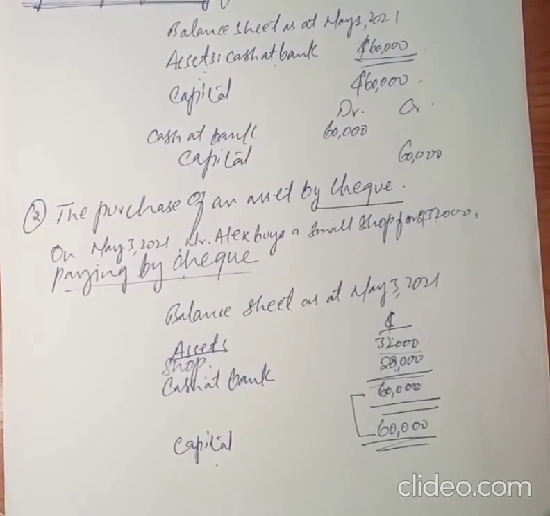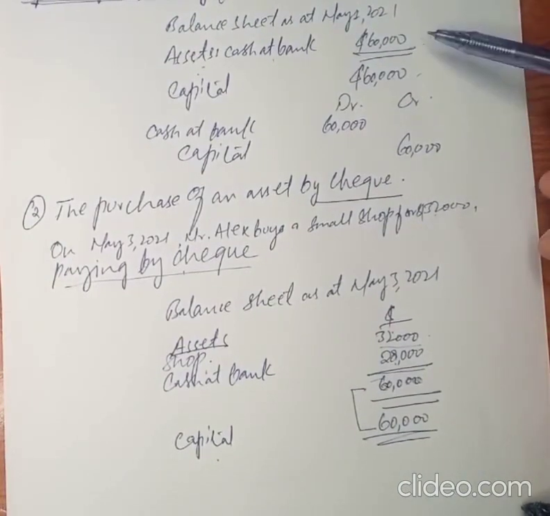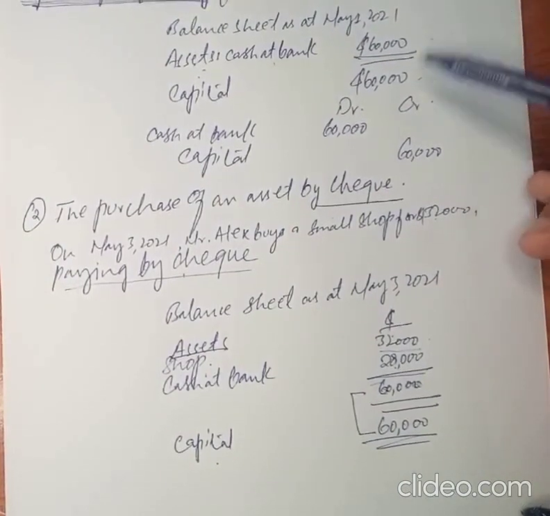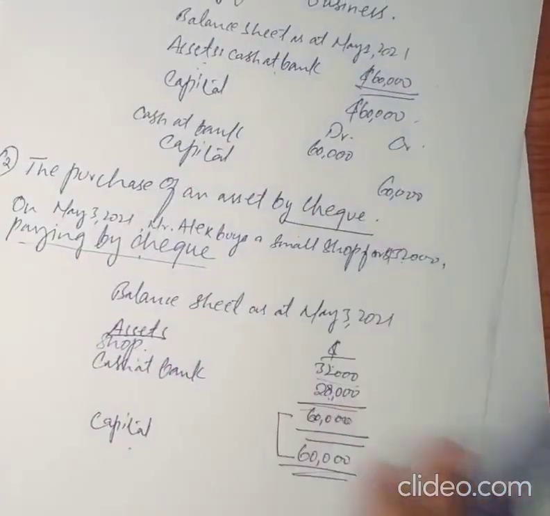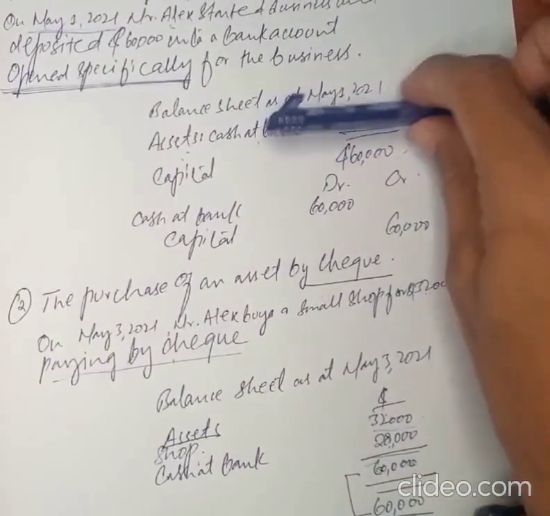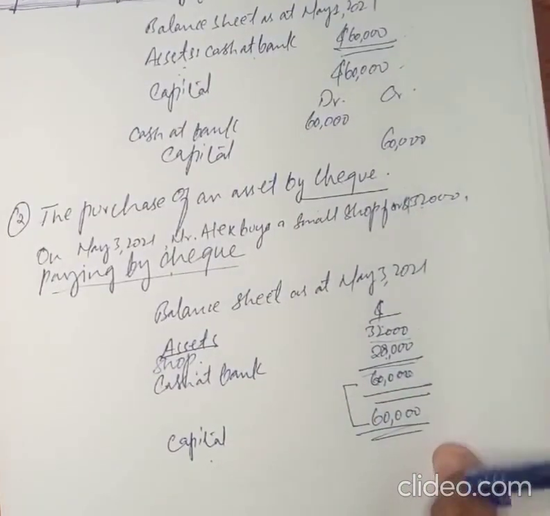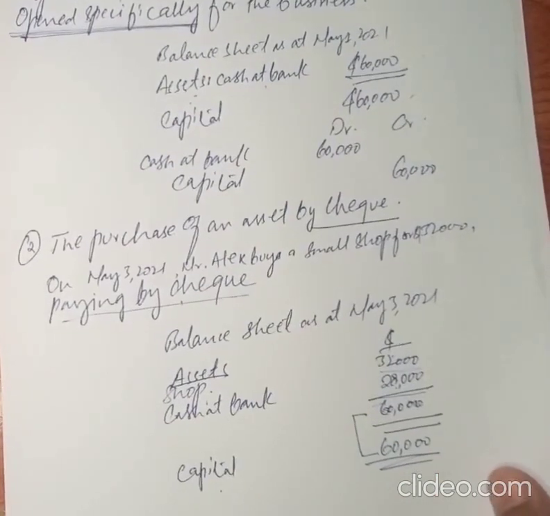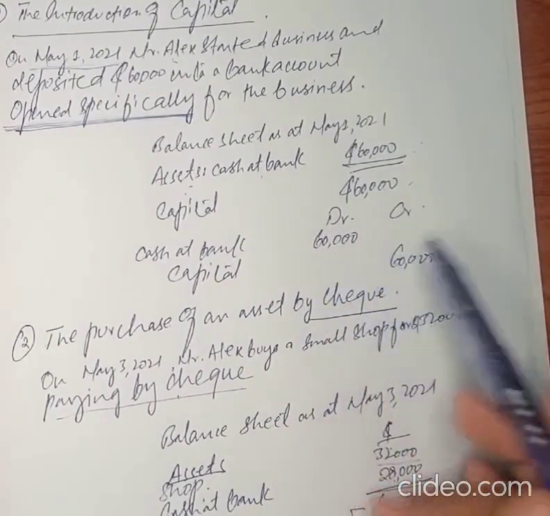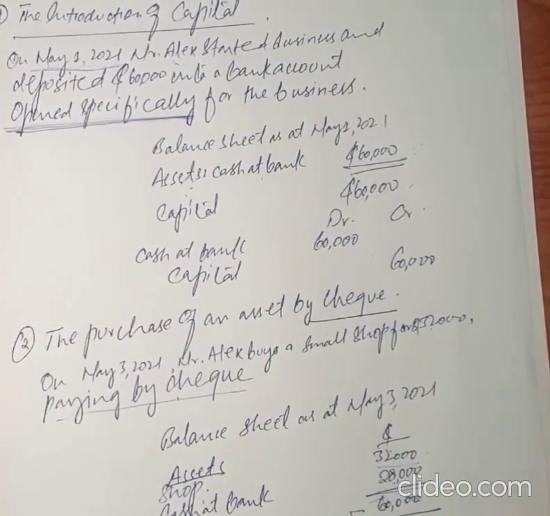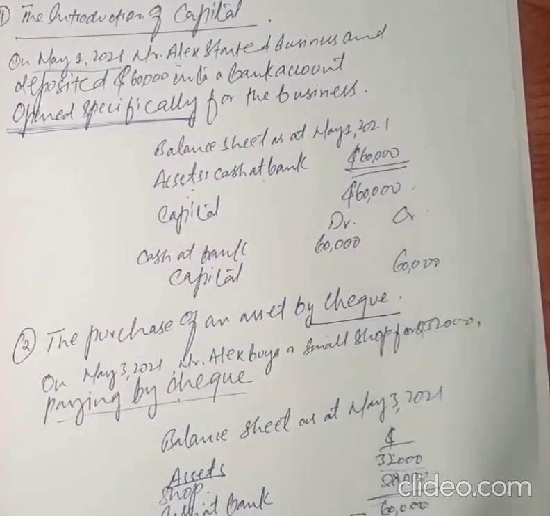So here we can observe that in these two scenarios, as we discussed earlier, assets is equal to capital plus liabilities at any stage, whatever transactions the business purchases or consumes. The assets should be equal to the capital plus liabilities at any stage. Here it is equal, here it is equal. Okay, so now we will look into another example.